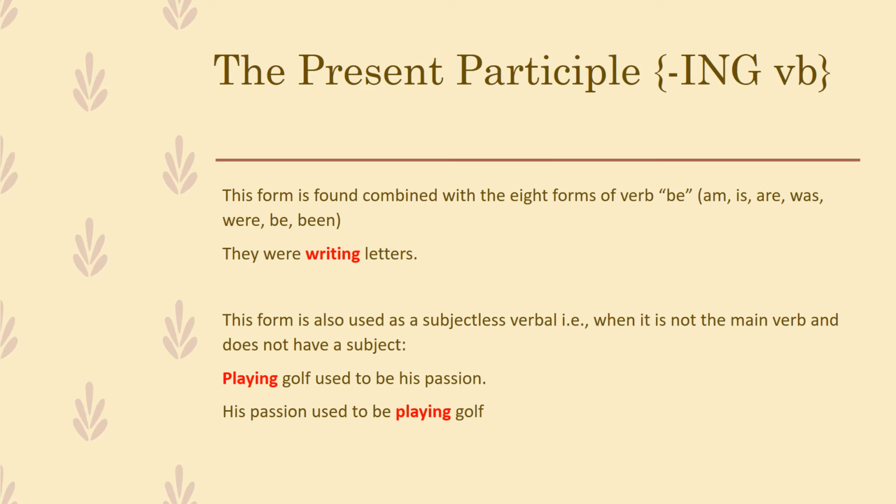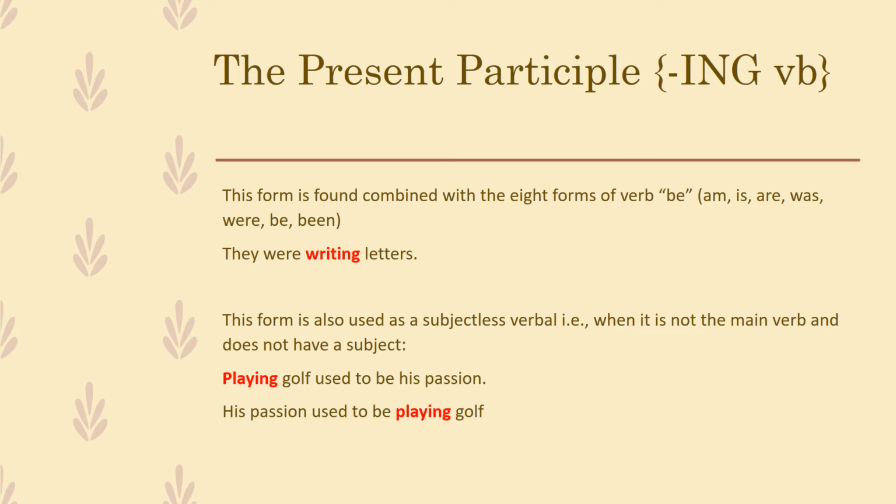The present participle, ing verb. You must know that the ing verb form is used with the verb be, right? For example, I'm playing, is playing, are playing, was playing, were playing, etc. So such a form is found only with such auxiliaries.